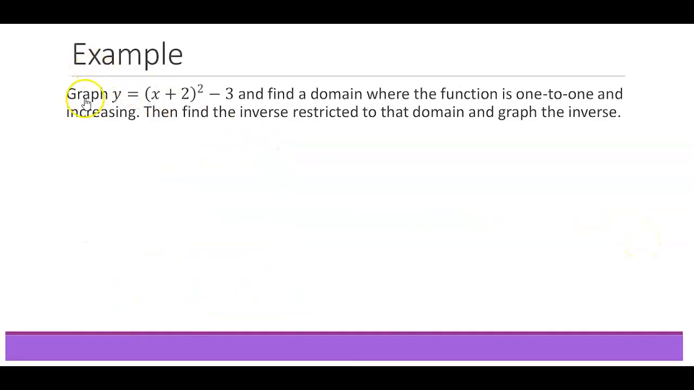In this example, we're told to start by graphing y equals the quantity x plus 2 squared minus 3 and find a domain where the function is 1-to-1 and increasing. Then find the inverse restricted to that domain and graph the inverse. So let's start by graphing. Let's recognize that our parent function is y equals x squared, and our translations are that everything's going to move to the left 2 and down 3.